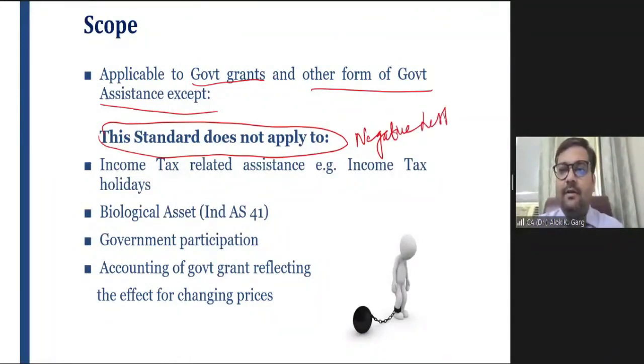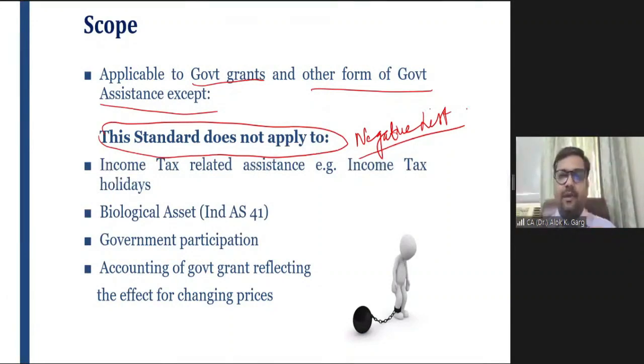Negative list. You all know, in GST there is a negative list, meaning everything will be included except this. Like your parent says that you can do whatever you want except 2-3 things which you are not supposed to do. So likewise, in Ind AS 20, the negative list is also given. So what is the negative list? First, income tax related assistance will not be covered under Ind AS 20.